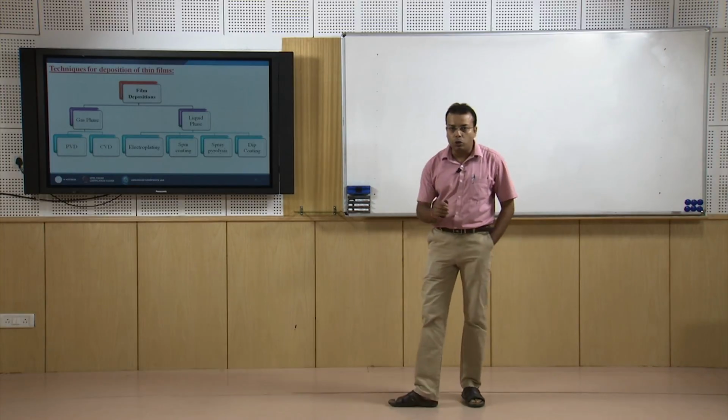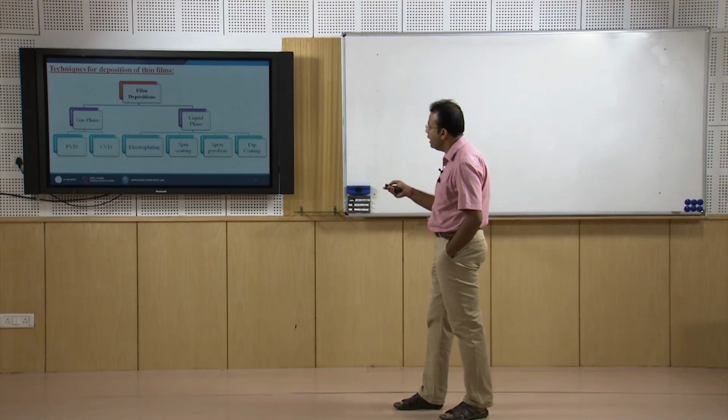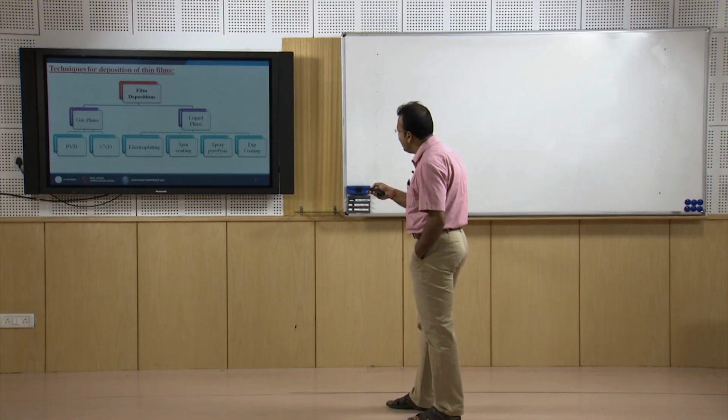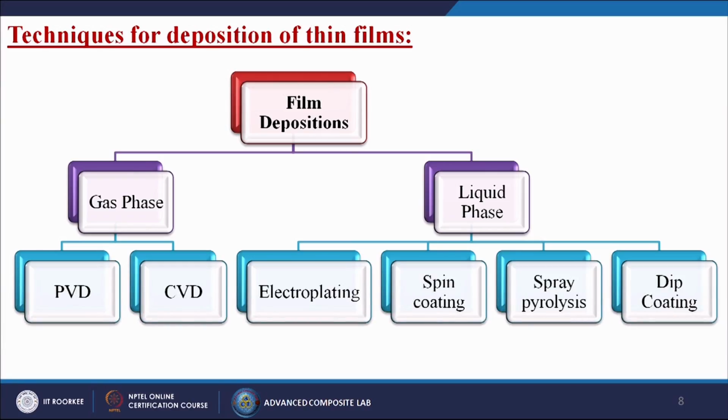So, what are the techniques for deposition of thin films? Generally it can be divided into two parts, one is called the gas phase, another is called the liquid phase. In the gas phase, we are discussing the PVD process, physical vapor deposition, and CVD, which is chemical vapor deposition. If you remember, we discussed the PVD and CVD processes in detail in lecture number 12 and lecture number 13. In this particular slide, we are going to discuss the liquid phase, which is divided into four parts. One is electroplating, then spin coating, spray pyrolysis and dip coating techniques.